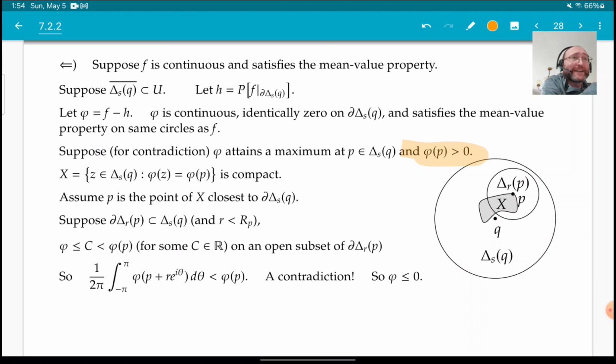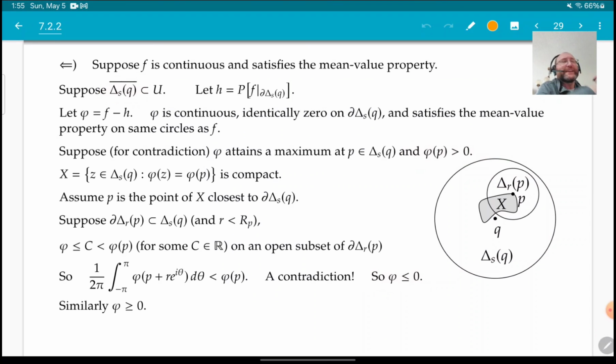I mean, there is a maximum. We're looking at a compact set, right? But it's not positive, right? So phi, whatever it is, it's less than or equal to 0, right? I mean, the maximum is actually going to be 0 because it's attained at the boundary as well. We know that it's 0 on the boundary, and we know that there's no positive maximum. All right, so that means that phi is less than or equal to 0.